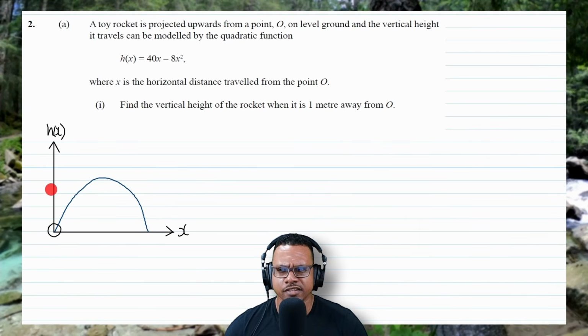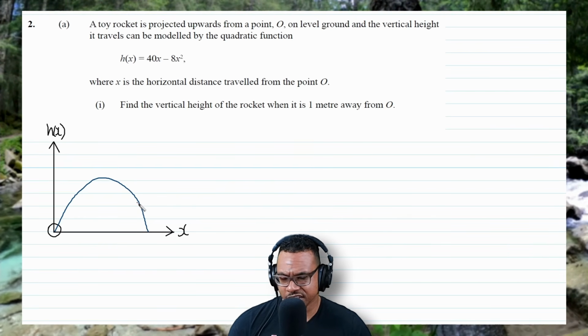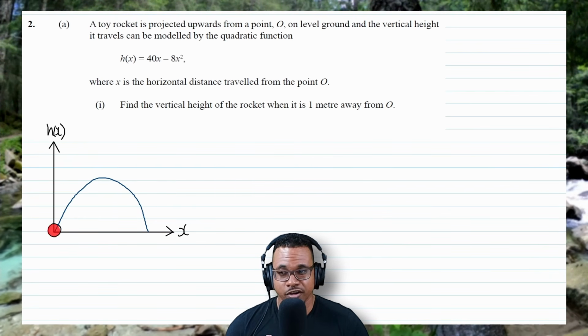So what I did is I drew a diagram to give you a visual representation of what is taking place. The rocket is starting off at O, going up and then coming back down. This parabola is a maximum curve modeled by this quadratic function, h(x). The first question asks us to find the vertical height when the rocket is 1 meter away from O. So that'll be a horizontal distance of 1 meter. Visually, when x is 1, 1 meter away from O, we want to know what the height is.